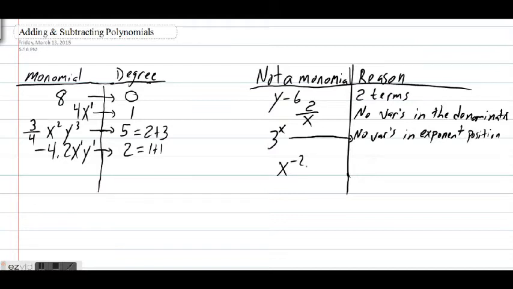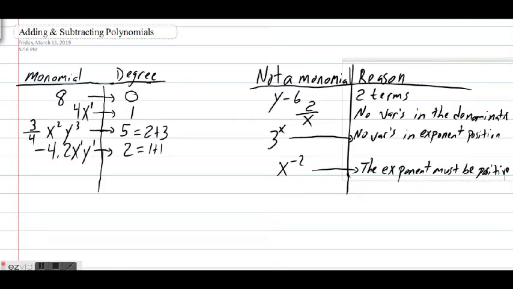And then x to the negative 2. This is not a monomial, even though it was one term. It's not a monomial because the exponent must be positive. Sorry for squeezing that in there, but the exponent must be positive.